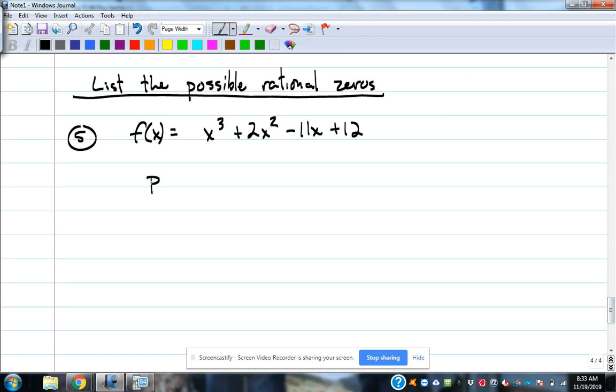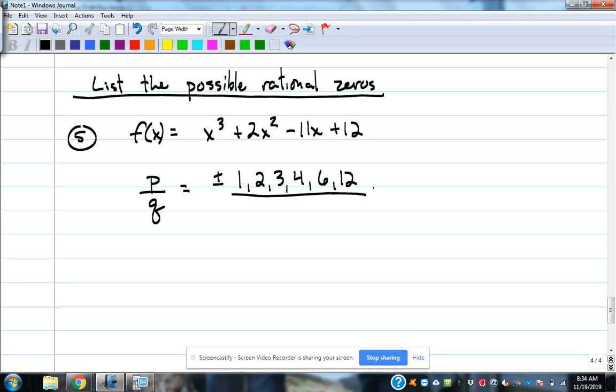So P over Q. We want the factors of the constant. Which one of those is the constant? The one that doesn't have a variable. That's 12. So we need the factors of 12. So let's list out all the factors of 12. All right. 1, 2, 3, 4, 6, and 12. And technically, it's positive or negative on those as well.